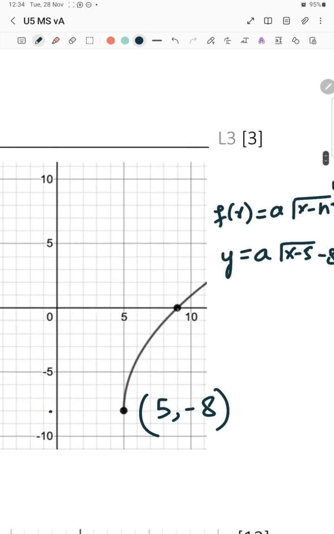So we will take any one point. Let's take 6. No, not this point. This point: 6 and -4.